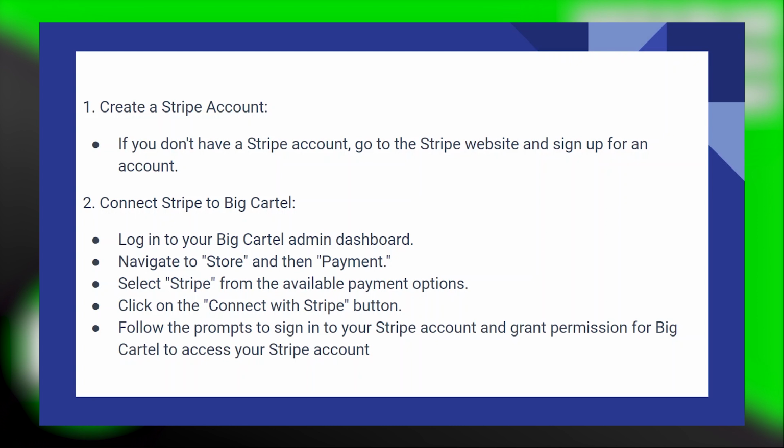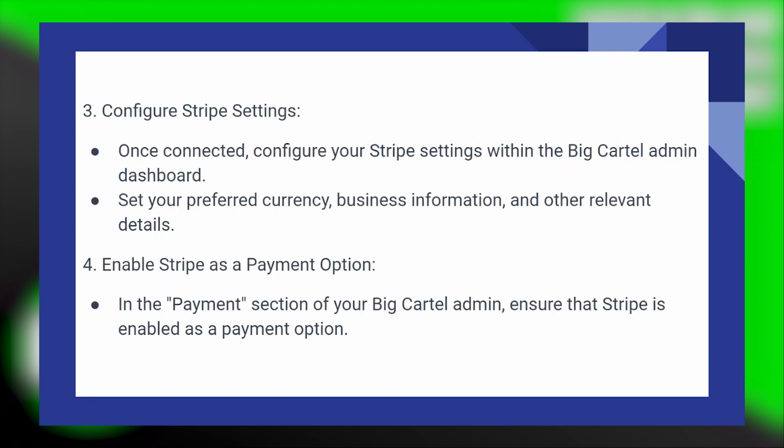Next, follow the prompts to sign in to your Stripe account and grant permission for Big Cartel to access your Stripe account. Once connected, configure your Stripe settings within the Big Cartel admin dashboard. Set your preferred currency, business information, and other relevant details.